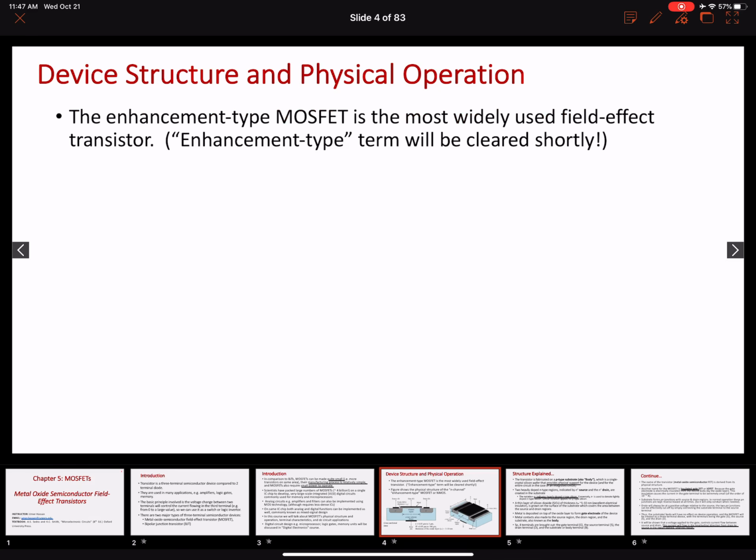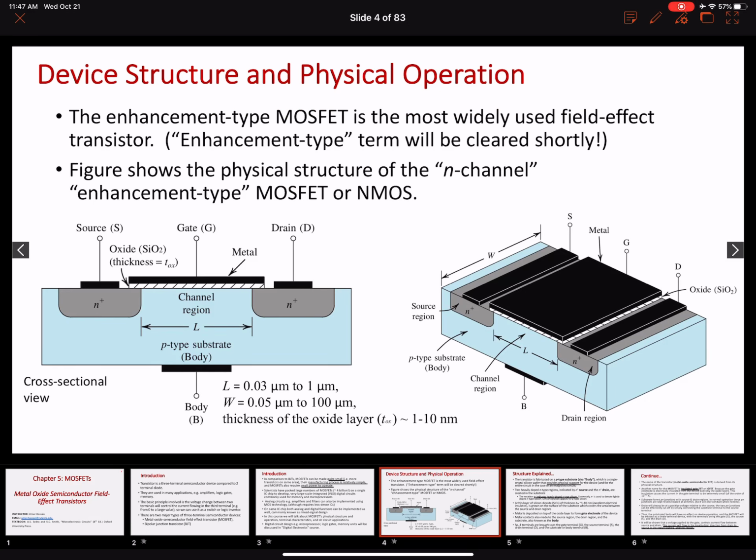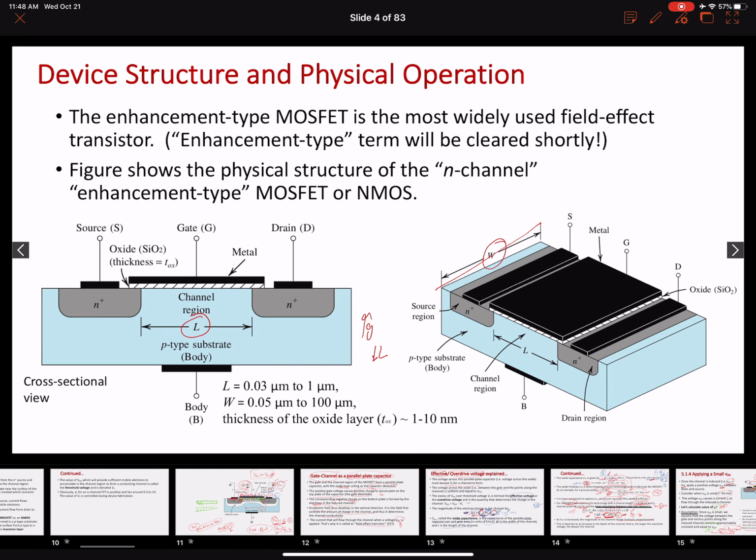Here is the figure of the device structure. So this was the length of the channel, and this was the width of the channel. As you reduce the spacing, or the separation of the source to the drain, as you decrease this length, the conductance will increase. And as you increase this width, it will accumulate more and more charges, so the conductance will also increase.